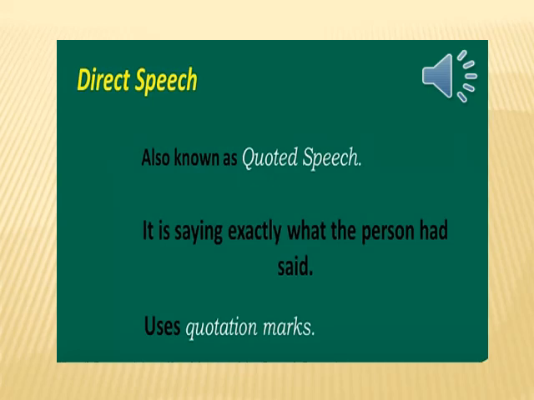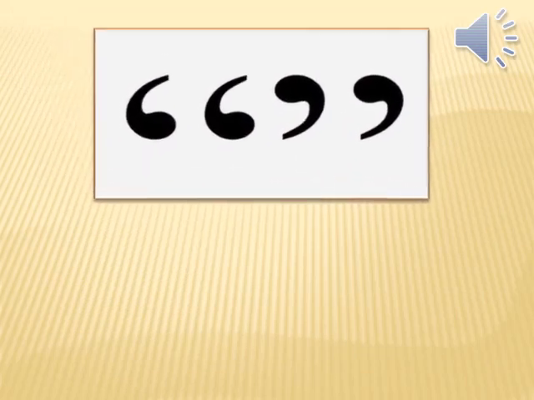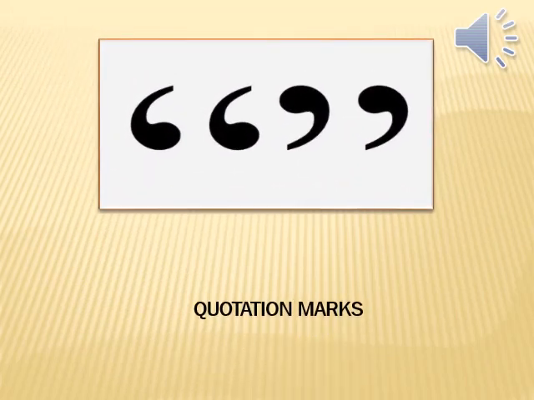Direct speech is also known as quoted speech. It is saying exactly what the person had said. And how do you identify it? It is always written in speech marks or quotation marks. You know what speech marks and quotation marks are? The inverted commas. Okay, can you see these? These are called quotation marks.